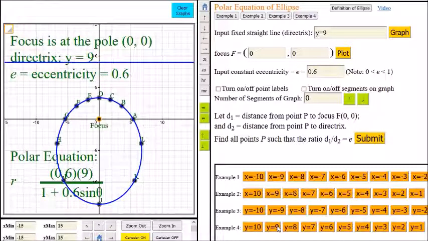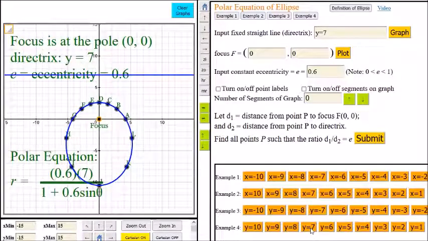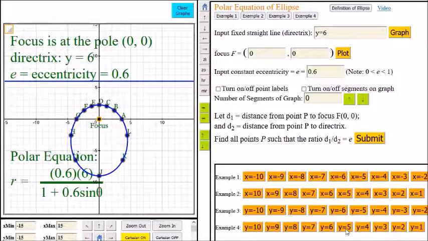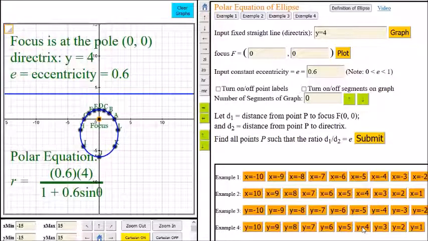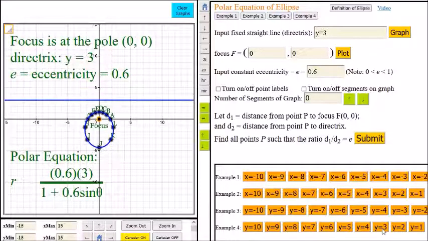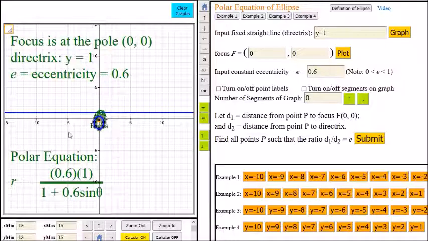Here's directrix y equal to 9, directrix y equal to 8, y equal to 7, y equal to 6, y equal to 5, y equal to 4, y equal to 3, 2, and 1.